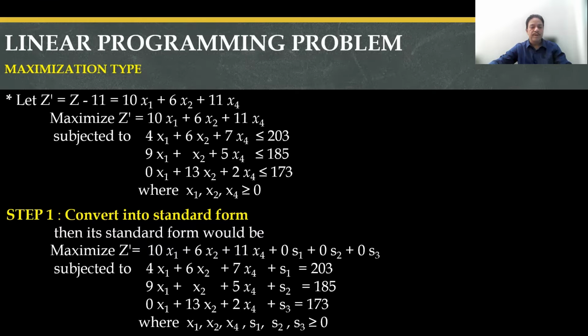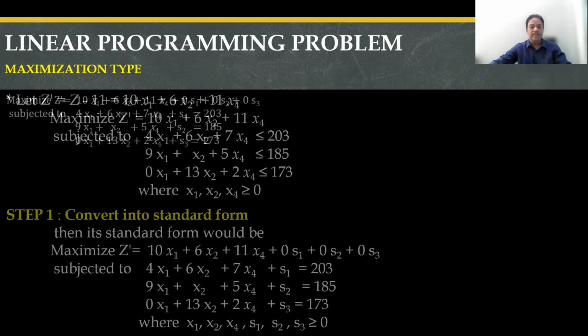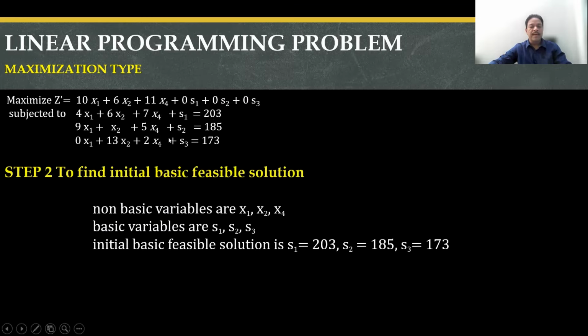Now, first we will find the initial basic feasible solution. So putting x1, x2 and x4 equal to 0, that is, x1, x2 and x4 as non-basic variables, we get S1 equal to 203 from the first constraint, S2 equal to 185 from the second constraint, and S3 equal to 173 from the third constraint. Thus, S1, S2 and S3 become the basic variables which will come in the solution.